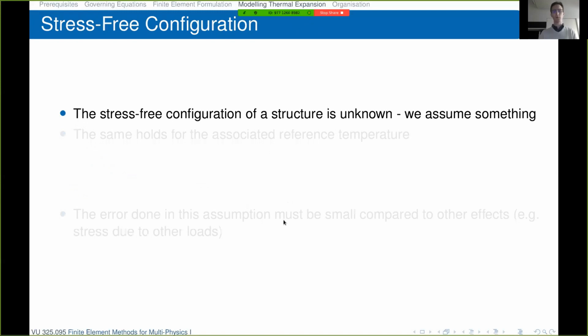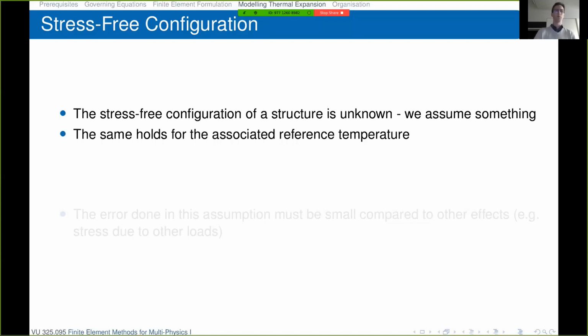Then, for modeling thermal expansion, we have to take a few assumptions. One is the stress-free configuration. This is in general unknown. So be aware that you assume that the machine part you're analyzing is in a stress-free configuration, the configuration you have in the CAD file, for example. This does not necessarily have to be true. This is an assumption. You should be aware of this.